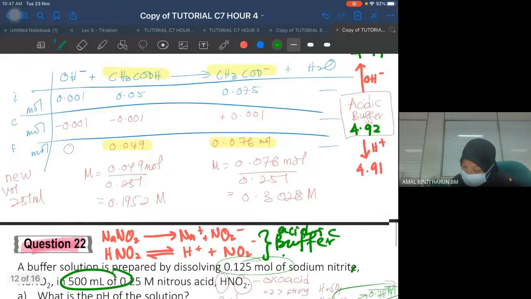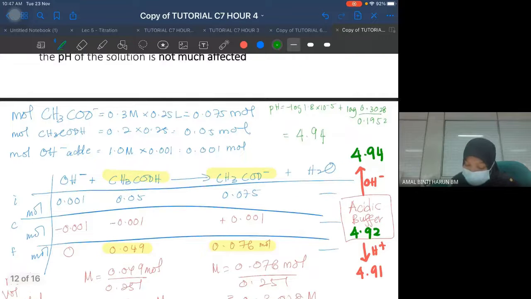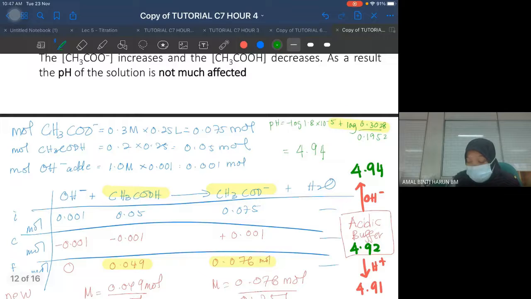Sekejap, formula saya tulis betul tak tu? Betul lah formula saya, pH. Saya tak ingat formula. pH sama dengan pKa plus log kan? Itu minus. Weak acid. Betul tak? Betul tak? Betul tak? Saya tak ingat formula. Betul cikgu. Betul.